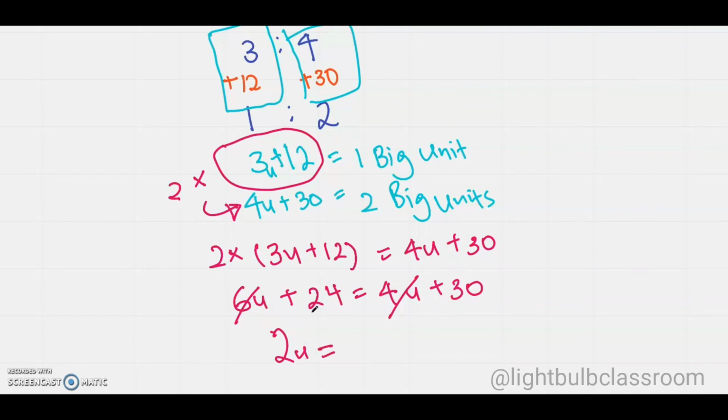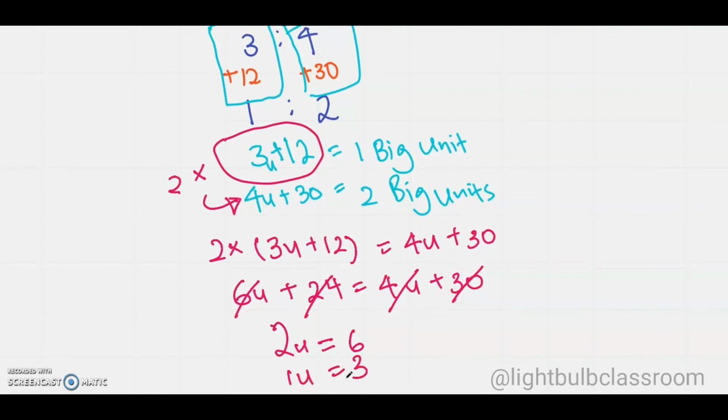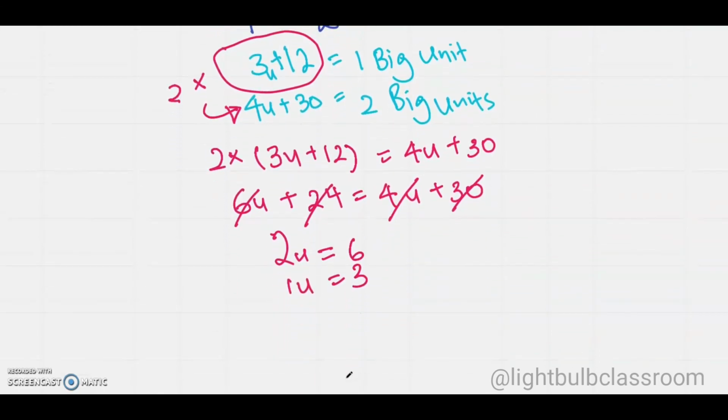Next, you have 24 here, so cancel 24 here. Cancel 24 here, what do you get? You will get 6. So we know that 1u is equals to 3, right? And they ask you how many fish do you have in the end. So total number of fish in the end would be 7u plus 30 plus 12, right? Which is 42. So 7 times 3 is 21 plus 42 gives me 63. All right.